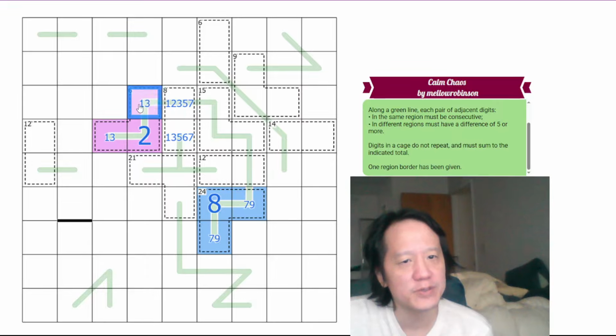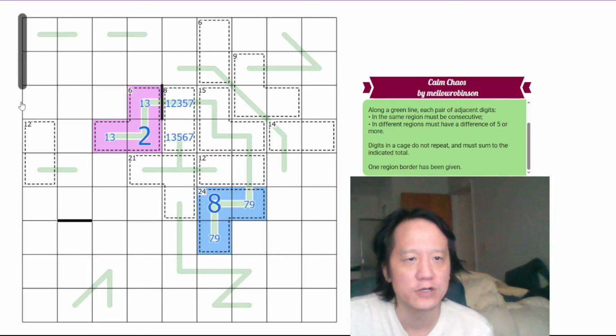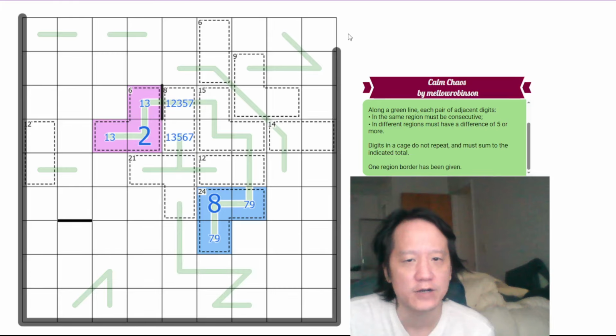So this cannot be the same region here, because if this were the same region, all of this would be in the same region, and we already have a 1, 2, 3 in this region. So this must be a border here. Also, we're going to do the borders around the entire grid.